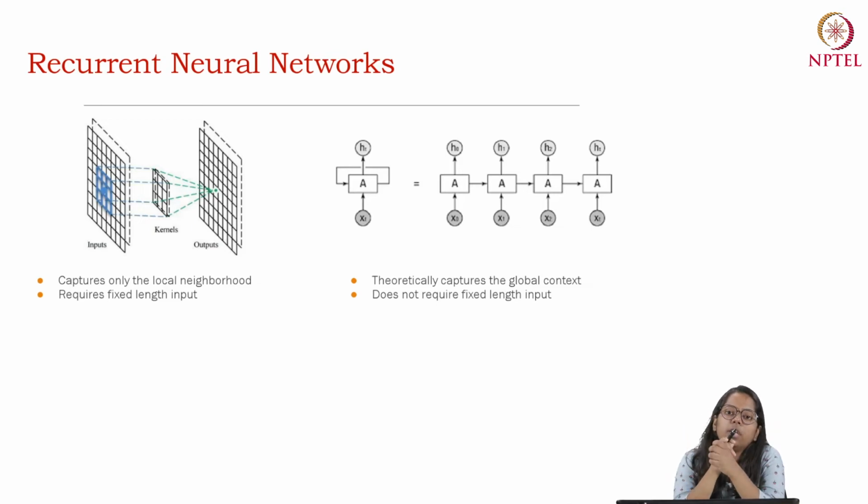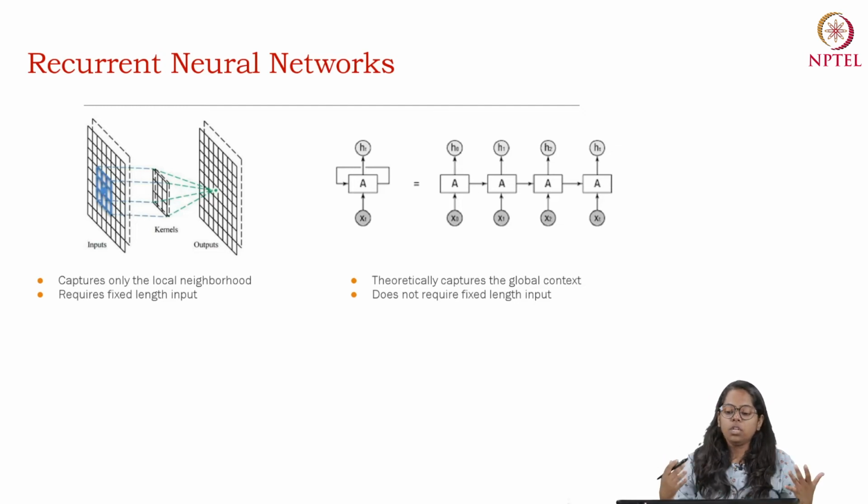And moreover, the input length that the CNN requires is of fixed size, since the convolution filter and the input should be of a matching size, so that the filter can be applied to the whole input.